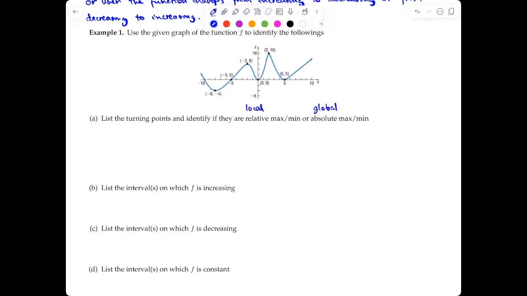Again, turning points are the points at which the function changes from decreasing to increasing or from increasing to decreasing. So this is one turning point. Just look at the graph and identify the maximum and minimum values. So this point, 1, 2, 3, 4, and 5. So I have 5 turning points. Those are (-8, -4), (-2, 6), (0, 0), (2, 10), and (5, 0).